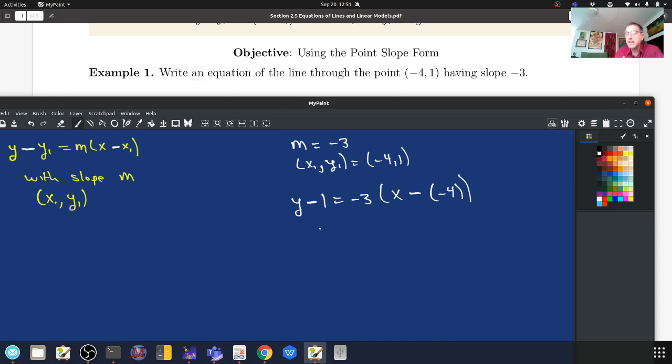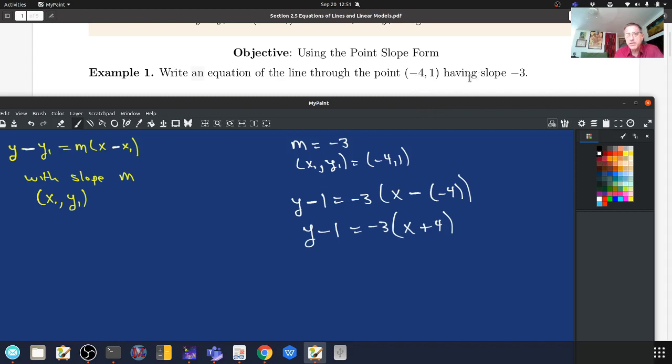I keep saying this because it's the number one error that I see in algebra. So the final equation is y minus 1 is equal to minus 3. All we have to do is simplify what's in parentheses here, and minus a minus is a plus. Minus 3 times x plus 4. And you're done. I mean, you could have done it the other way.